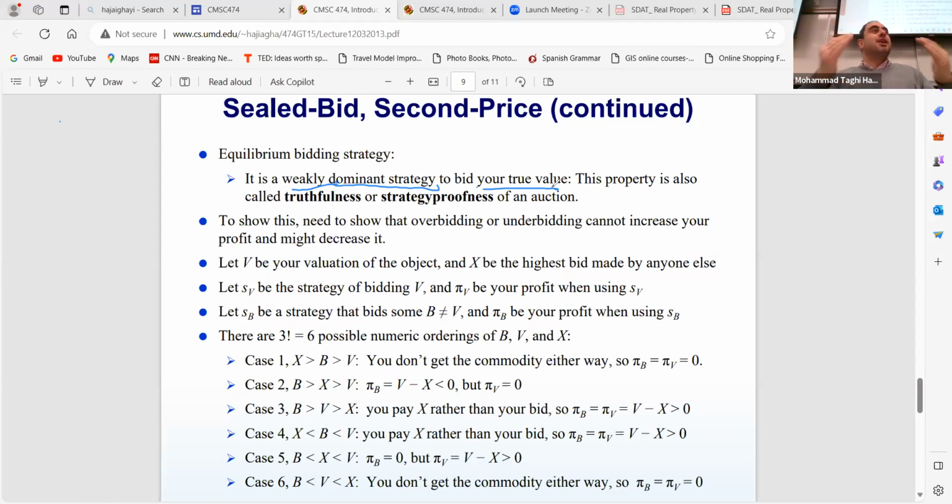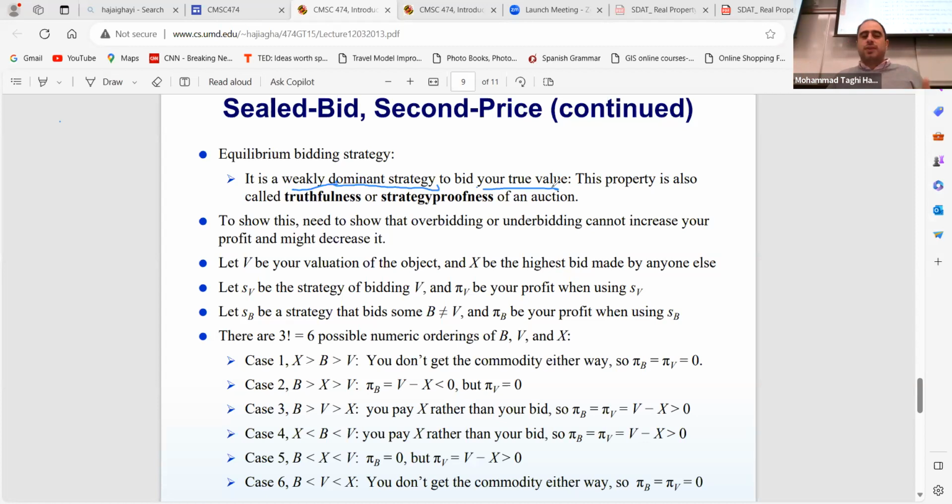The first price is not a truthful one. And that is obvious. Why is it the case? Because, as we discussed, in the first price, if you shade your bid, like if you bid half of your value, that actually maximizes your profit. So you can actually get better profit or utility if you shade your bid. Here, if you shade your bid, that does not help you. You may not lose money, but it doesn't help you.